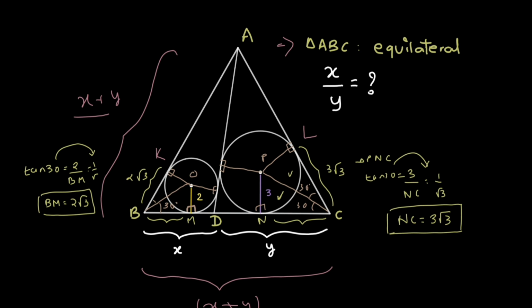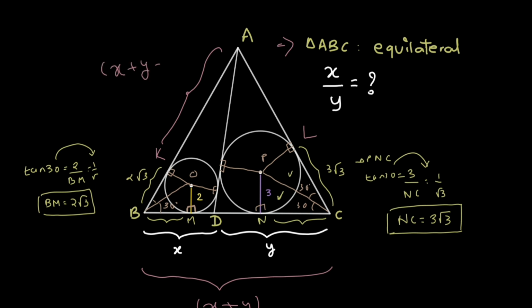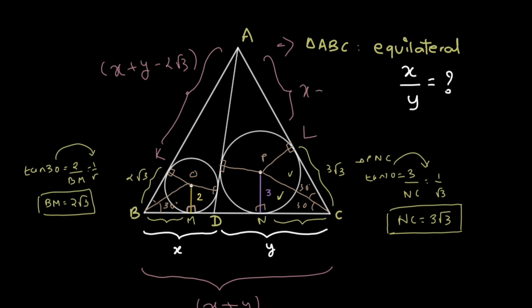Therefore the ultimate length of KA would be equal to x plus y minus 2 square root of 3. So let me just remove this, and over here we would have x plus y minus 2 square root of 3. Okay. Now the same thing we will do on the right hand side. So the length from A to C would also be equal to x plus y. The length from L to C is 3 square root of 3. Therefore the length of AL would become x plus y minus 3 square root of 3.